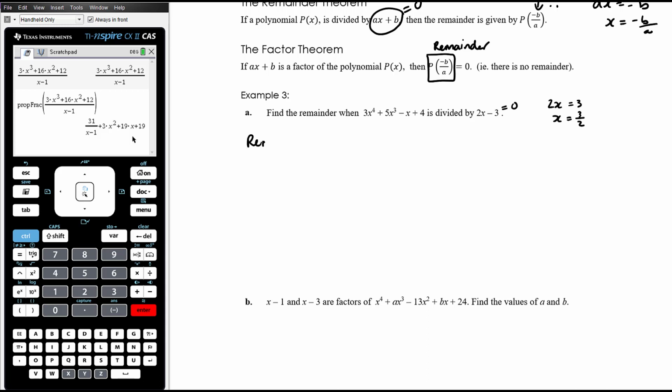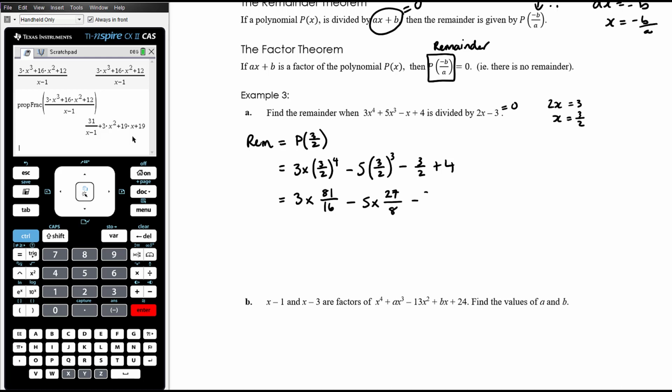So the remainder is going to be given by p of 3 on 2, which is 3 times 3 on 2 to the power of 4, minus 5 times 3 on 2 to the power of 3, minus 3 on 2, plus 4. And yes, we've got some fraction work, but you need to be able to do that. Okay, so it is 3 times 3 to the power of 4 is 81, and 2 to the power of 4 is 16, minus 5 times 3 cubed is 27 on 2 cubed, which is 8, minus 3 on 2 and plus 4.